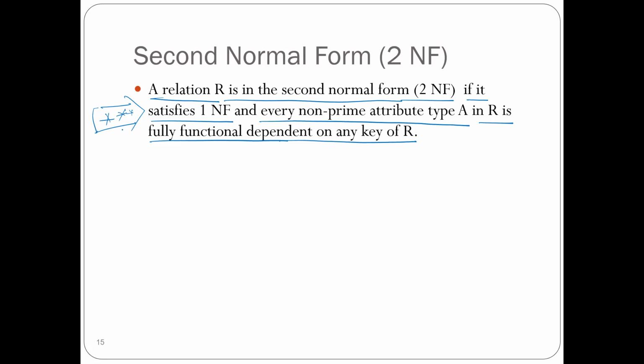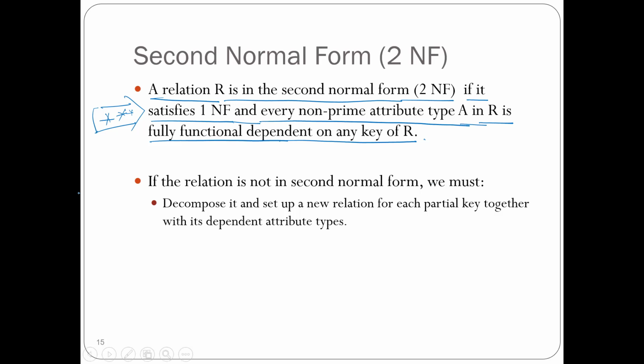A relation R is in second normal form, 2NF, if it satisfies 1NF, and every non-prime attribute type A in R is fully functional dependent on any key of R, right? Now, if the relation is not in second normal form, then what should we do? Then we must decompose it and set up a new relation for each partial key together with its dependent attribute type, right? So these concepts will make more sense once we work on an example.